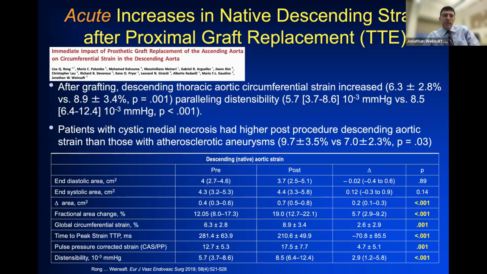What's of interest is that in this study, pathology data demonstrated that patients with cystic medial necrosis had higher post-procedure descending aortic strain than did those with atherosclerotic aneurysms, suggesting that the response to the implantation of a stiff or non-compliant proximal graft varies based on intrinsic tissue properties of the descending thoracic aorta or native thoracic aortic tissue.